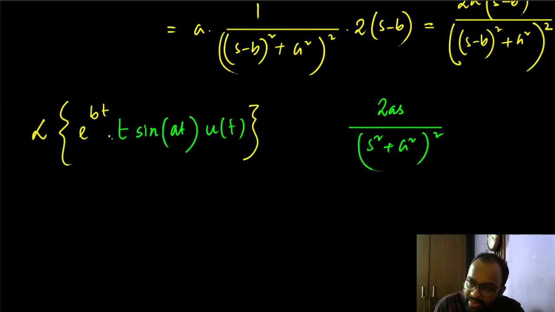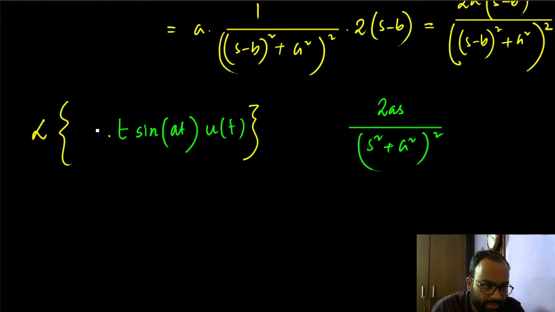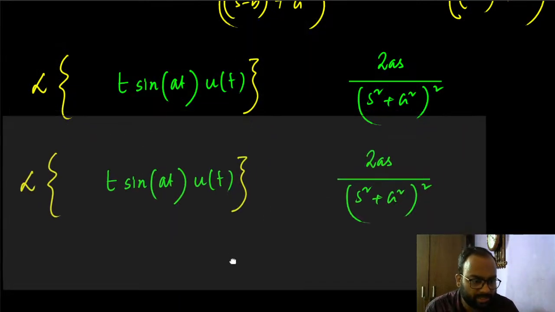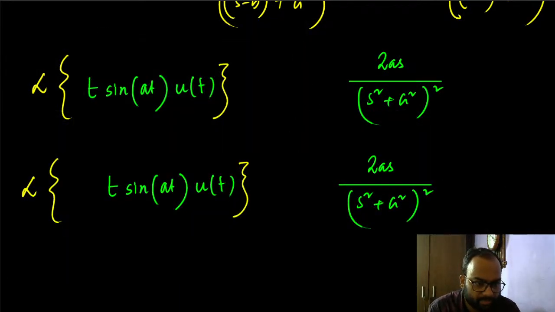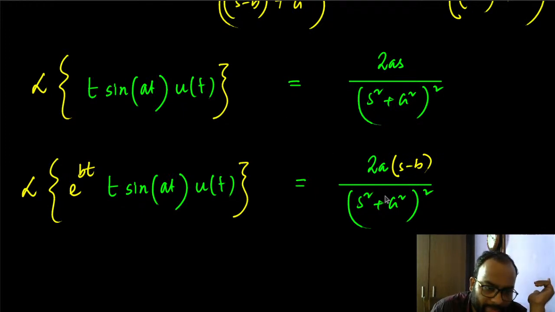Now we can apply the frequency shift property, because this is like xt and this is your xs. We just know that the Laplace transform of this is this. So we can copy this, paste it here, and say the Laplace transform of this times e to the power bt. All I have to do is replace all the s with s minus b. So this s is going to be replaced by s minus b, and here also this s is going to be replaced by s minus b. And if I do that, this is going to be s minus b whole square.